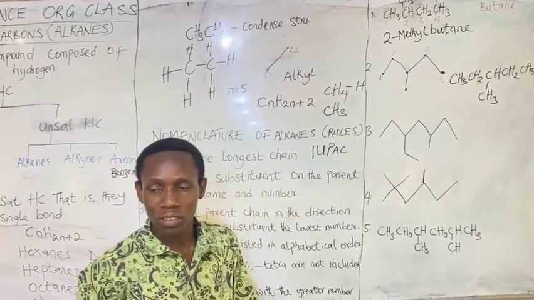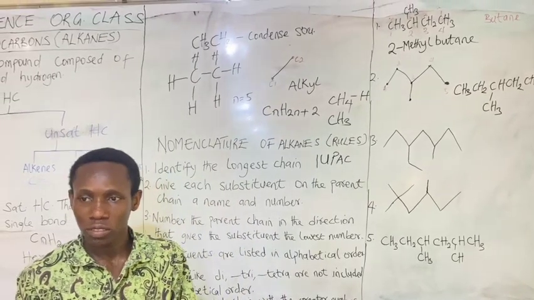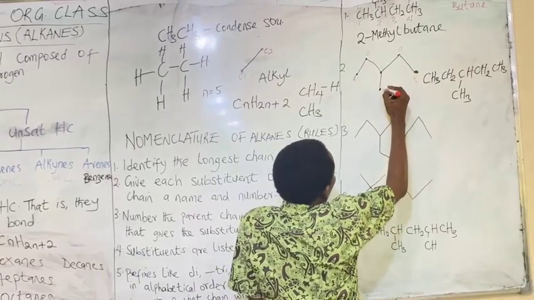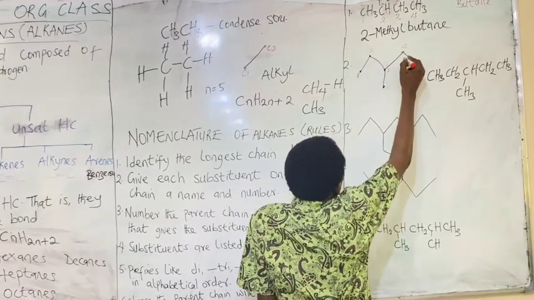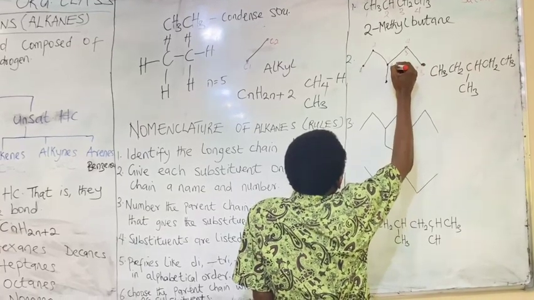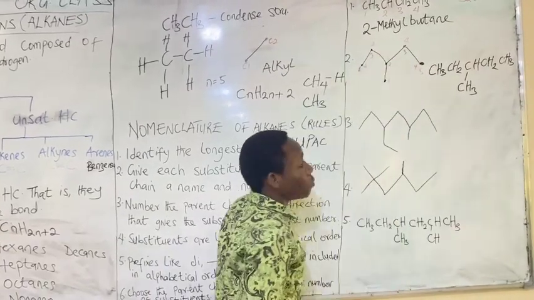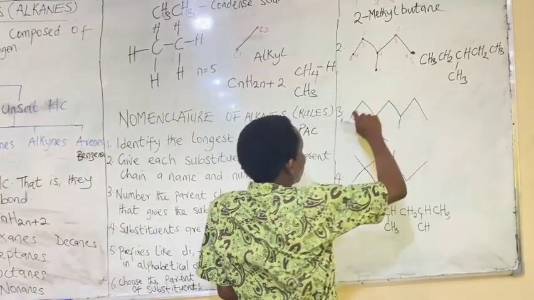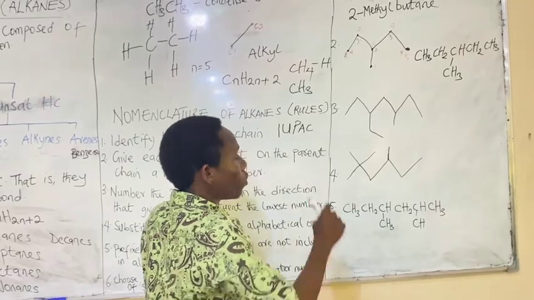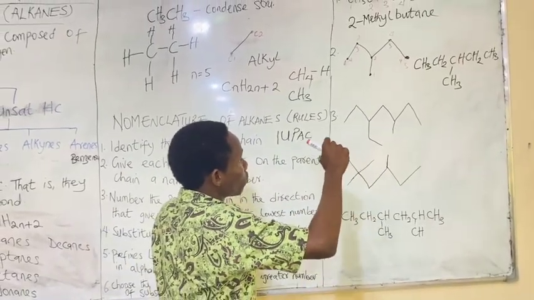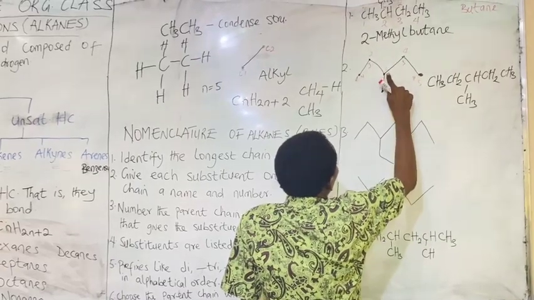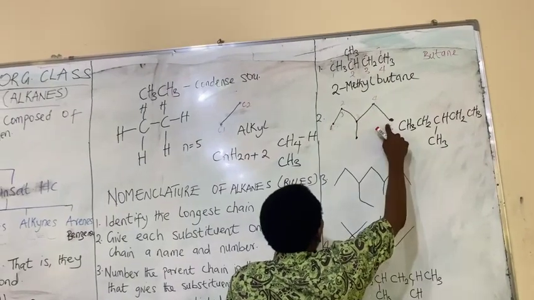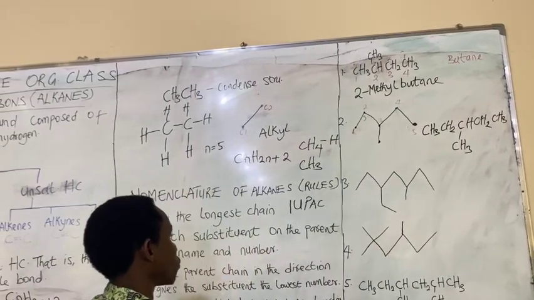What other way can we number this? You can also number it from here: 1, 2, 3, 4. But we can't actually use this numbering. Why? It will give a smaller number compared to the first one we got. So we are not using this. This one is just 4, while this one is 5. We use the one that has the highest number.